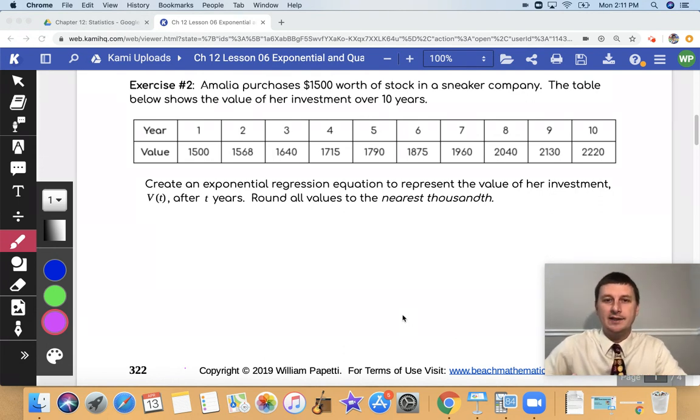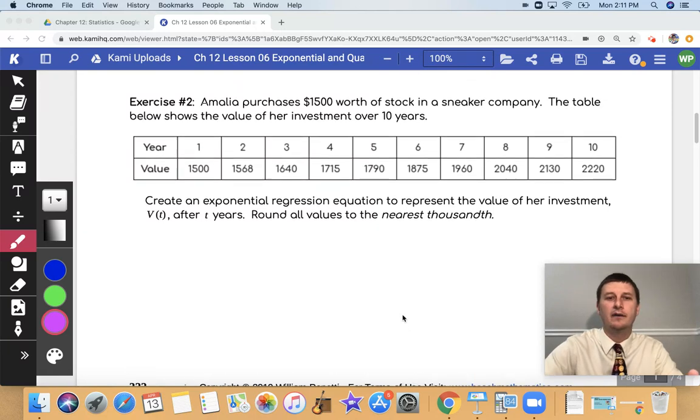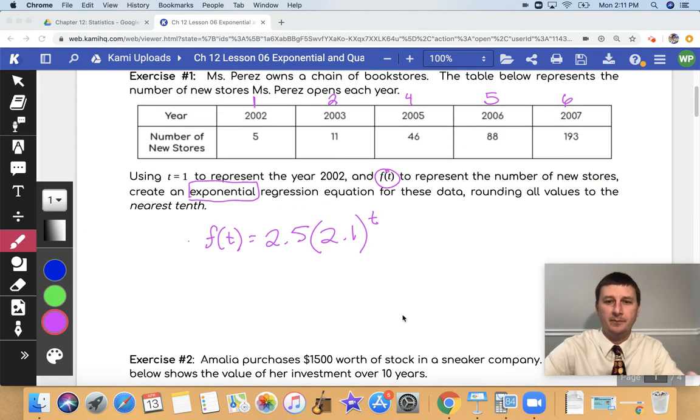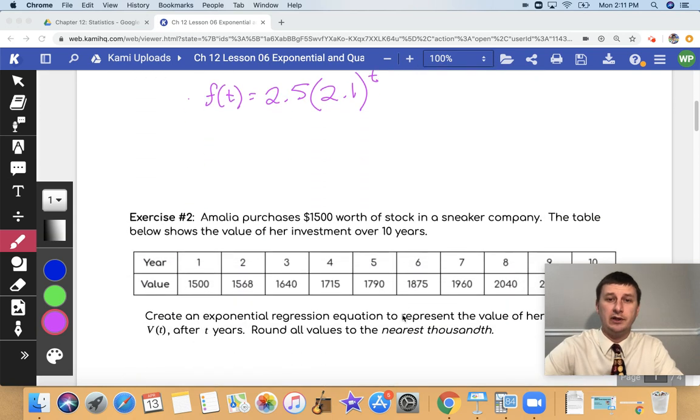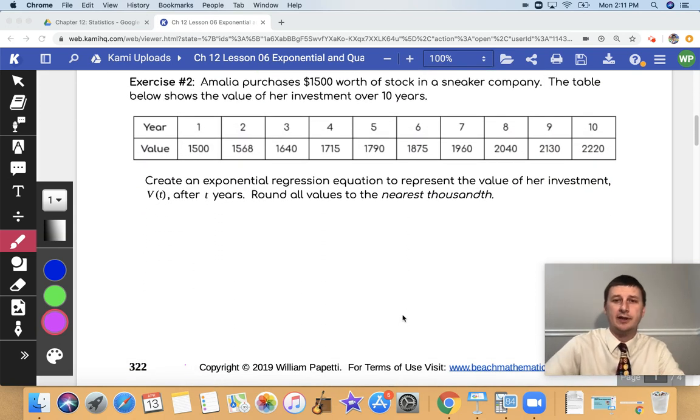And in this video, we are going to be looking at exercise number 2 of the lesson on exponential and quadratic regressions. So we saw in the previous exercise how an exponential regression equation could be used to predict the number of new stores that were opened after a certain number of years that Ms. Perez owned a chain of bookstores. So in this one, we're going to be looking at something a bit different and another way that we could use exponential regression to predict a certain amount of something.